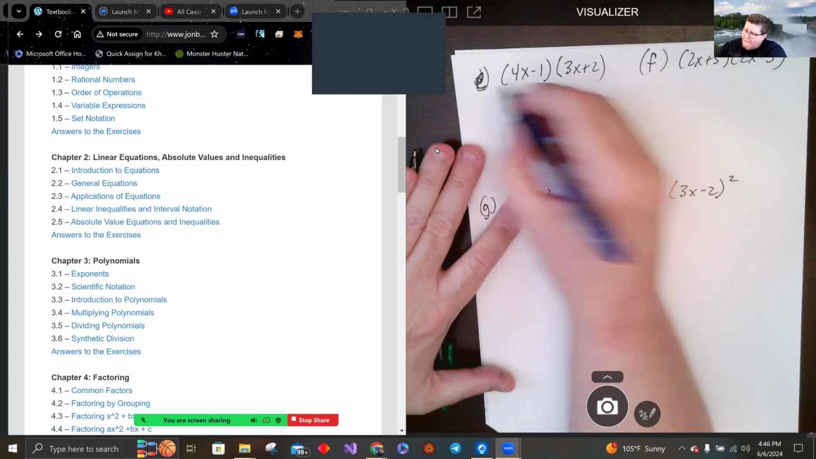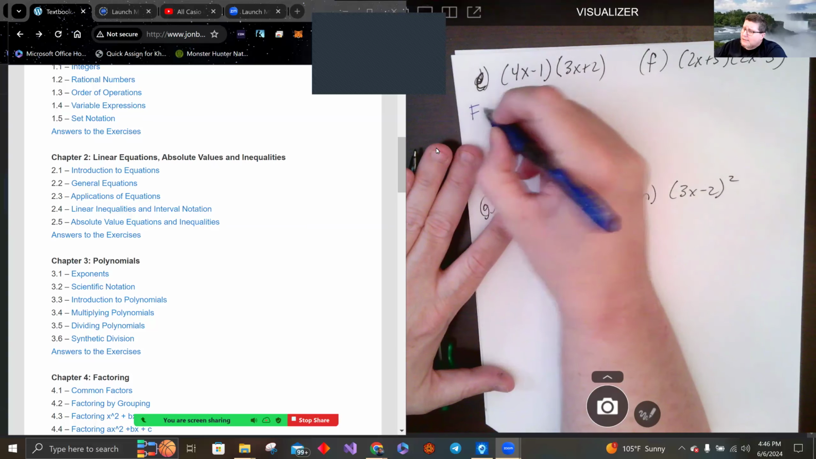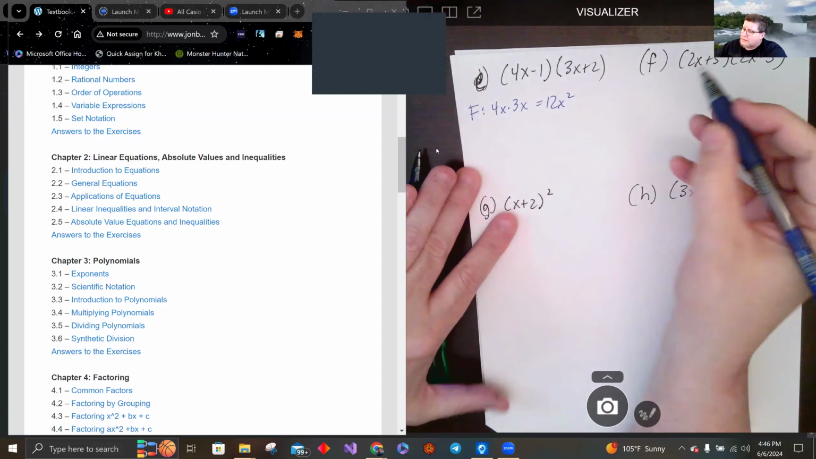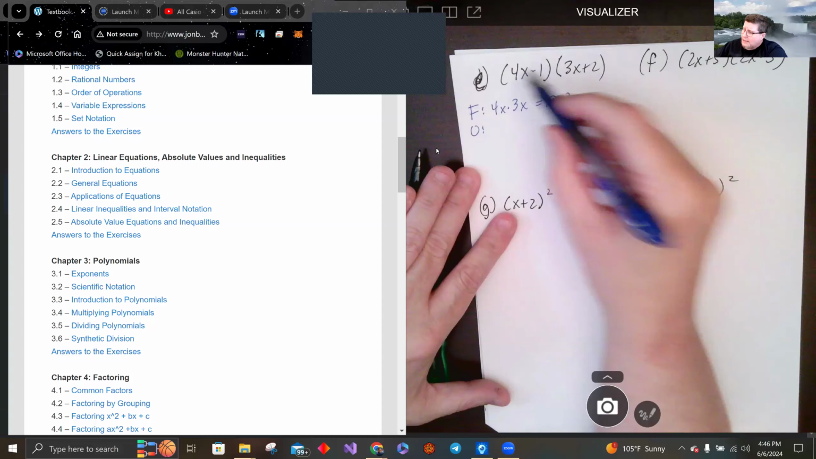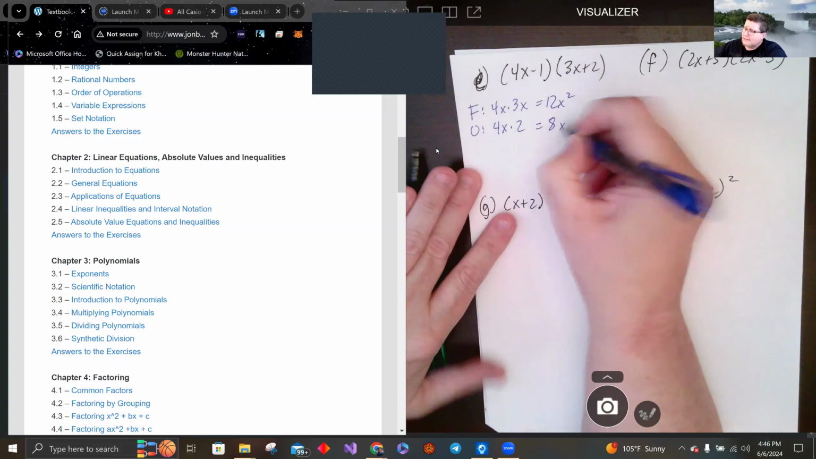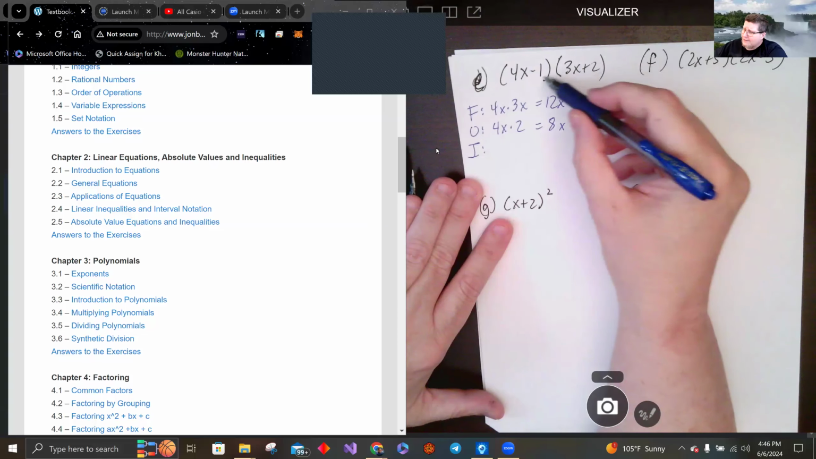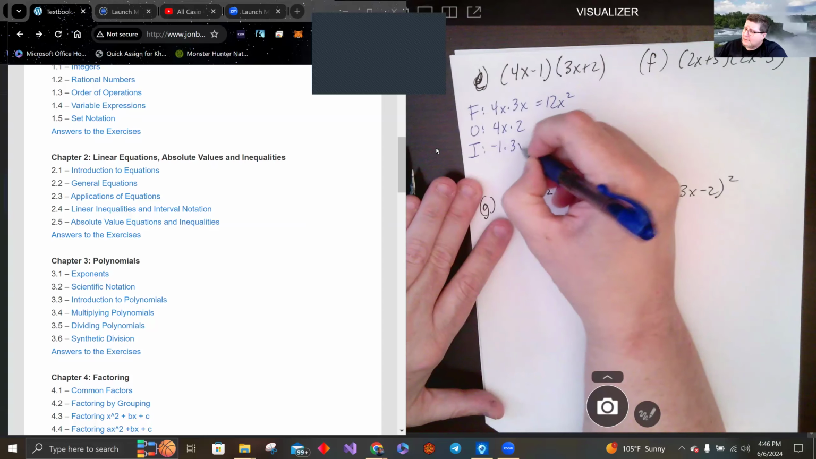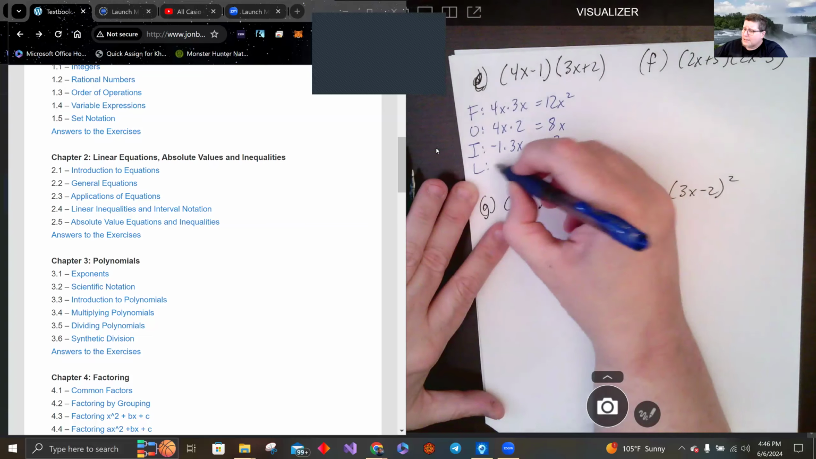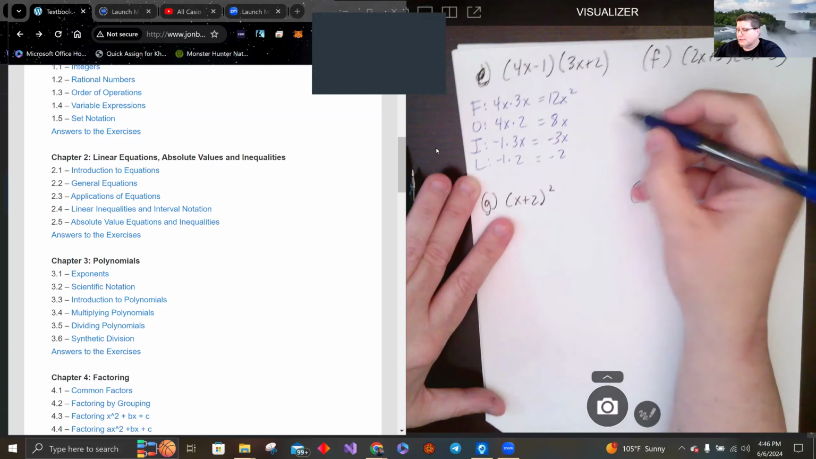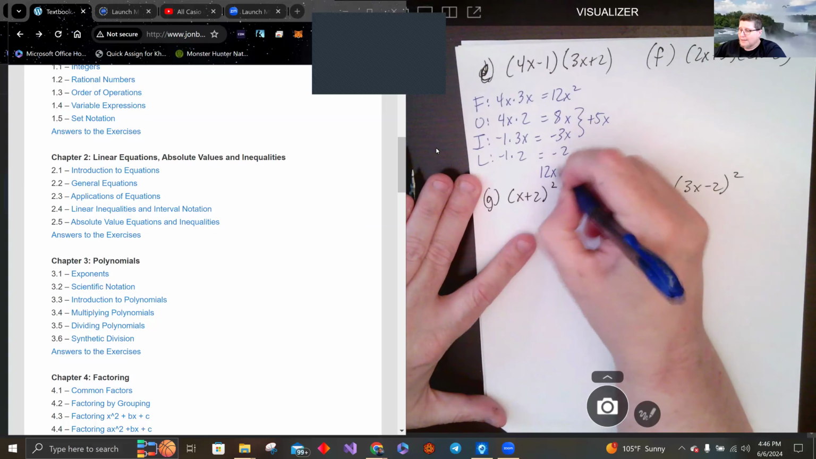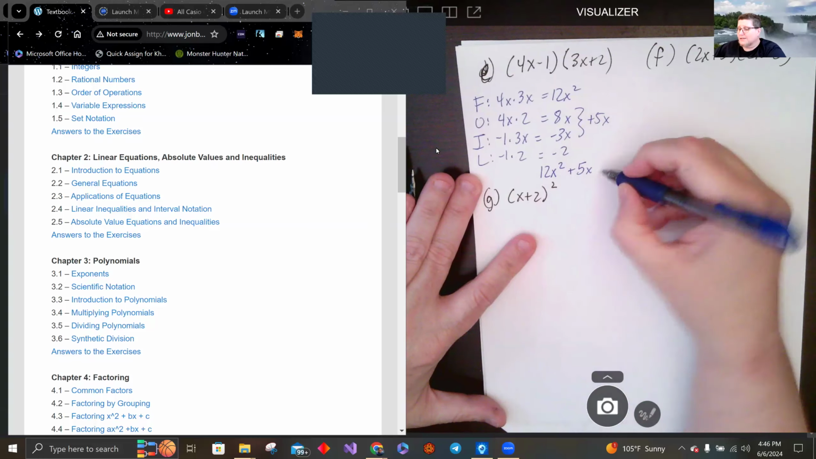If I do first, I got 4x times 3x is 12x squared. O is 4x times 2, which is 8x. I is negative 1 times 3x is negative 3x. L is negative 1 times 2, and I get negative 2. These two combine together to make 5x. So if I put them in descending order, I got 12x squared plus 5x minus 2.